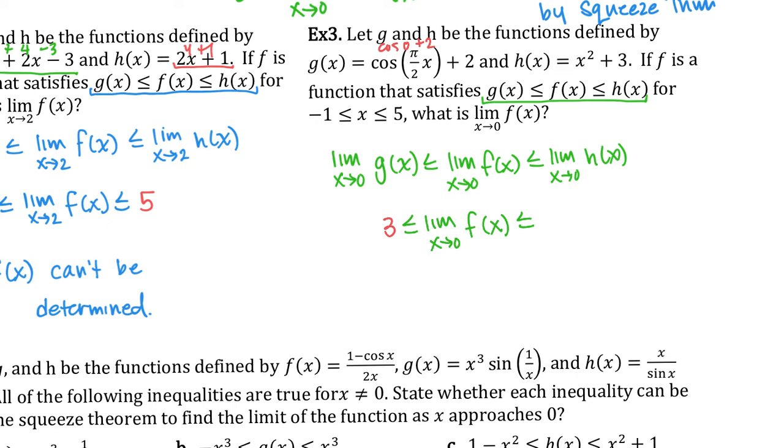The limit as x approaches 0 of h of x. Here's h of x. So that's just 0 plus 3, which is 3. So in this case, I can see that the limit as x approaches 0 of f of x has to be less than or equal to 3 and greater or equal to 3, which means that it must be true the limit as x approaches 0 of f of x is in fact 3. So therefore, the limit as x approaches 0 of f of x equals 3 by the squeeze theorem.